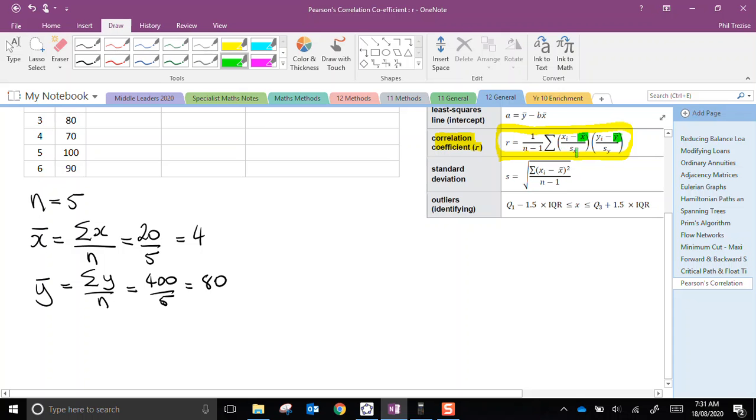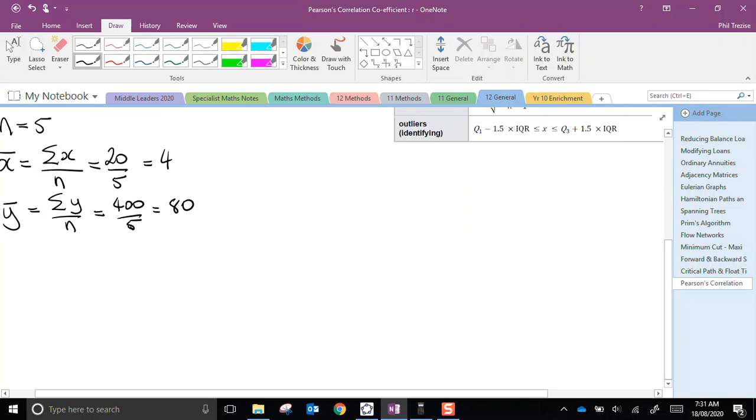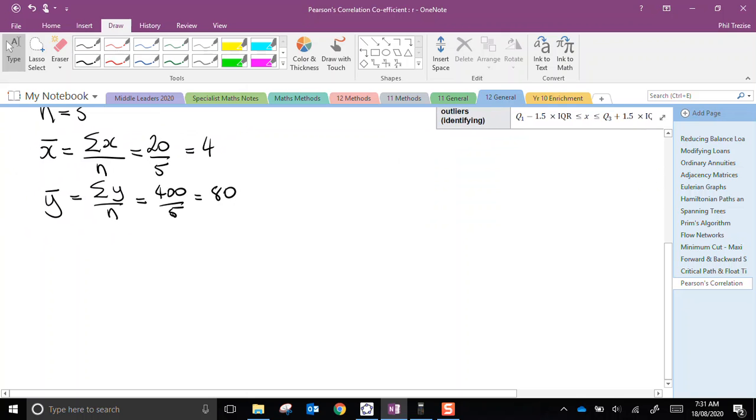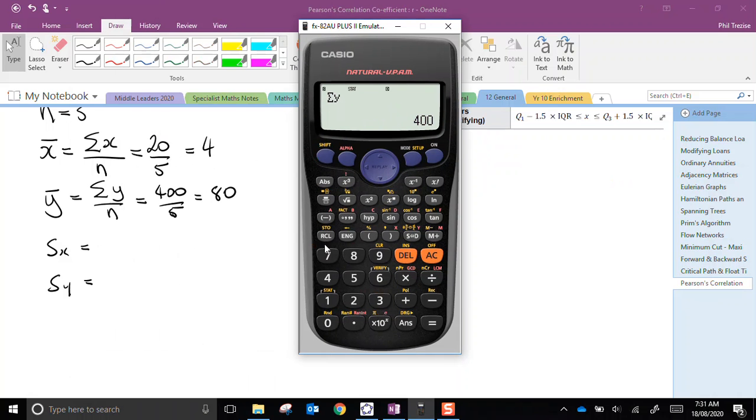We still need the standard deviation of the x's and the standard deviation of the y's. Now, because the focus of the question is correlation coefficient, I'm not going to use this formula. I'm simply going to use the calculator to find the standard deviation of the x's and the standard deviation of the y's. And I'll write that number down, because the standard deviation calculation itself is a reasonably complicated calculation.